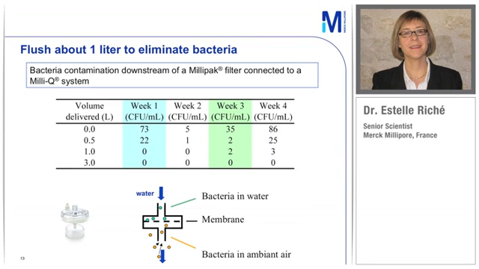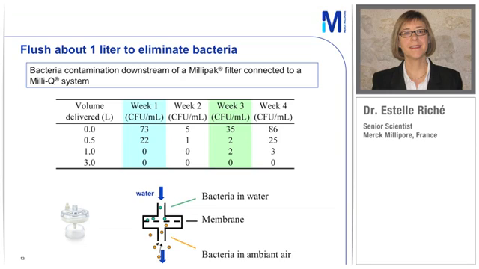Another case where it's important to flush water from your system before collecting water is if you're worried about bacteria contamination. So most systems have a filter at the end, at the point of use. This filter is a 0.22 micron filter that is designed to retain particulates and bacteria. However, as you can see here, if water is collected right away, there are a few bacteria present. Depending on the day, it may vary between 5 and 86 CFUs per ml. And if, however, you discard a little bit of water, then you will not see any bacteria coming out of the system and of the filter.